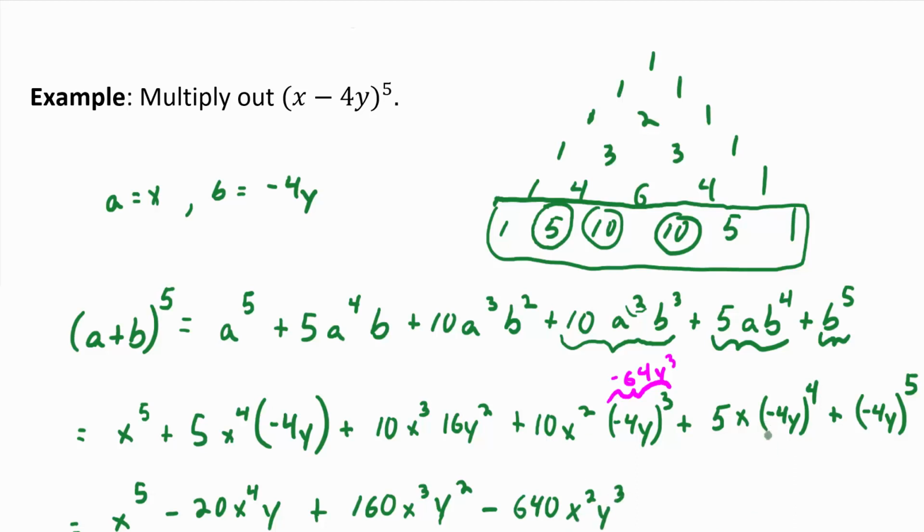I think the next one is a little harder. What's 4 to the fourth? Is that 256? But it'll be positive, right? Negative 4 to the fourth will be 256. So just to save a little bit of time, this is 256y to the fourth times 5, which is 1280. So plus 1280 what? x y to the fourth. And then what about negative 4y to the fifth? Will the negative stick around? You bet. And then what's 4 to the fifth? 1024. Don't forget the y to the fifth.